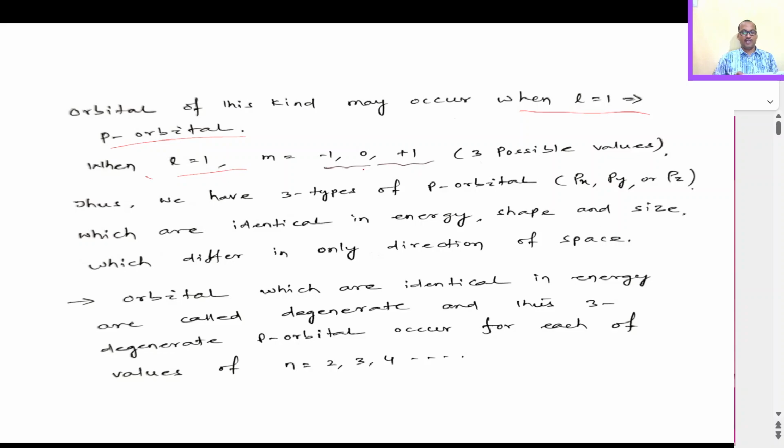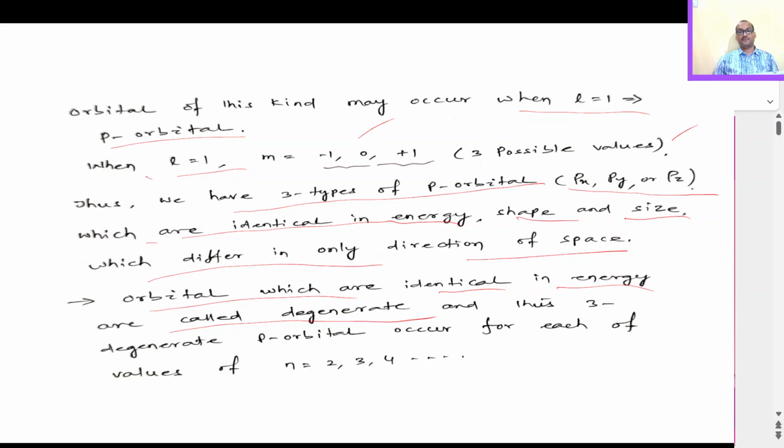When l equal to 1, the allowed m values are -1, 0, +1. These are three possible values. Thus we have three types of p orbitals based upon these m values. Accordingly, we have px, py, pz orbitals, which are identical in energy, shape and size, and differ only in direction in space. Orbitals which are identical in energy are called degenerate orbitals. Thus three degenerate p orbitals occur for each of the values of n equal to 2, 3, 4, etc.